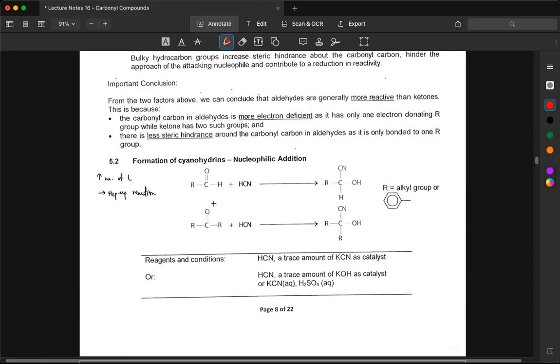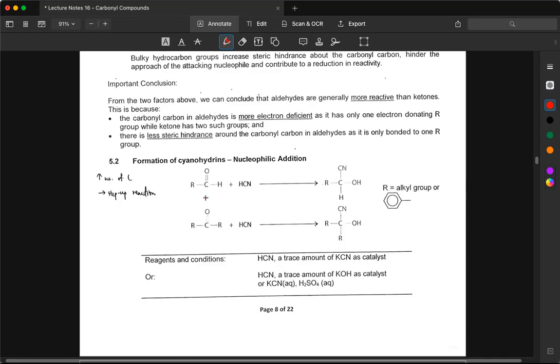So in nucleophilic addition, this is the general overall equation of what happens before we look at the mechanism. Remember we said that this is unsaturated. So this double bond will be broken. The pi bond will be broken to form a sigma bond. So from sp2 hybridized, it will become sp3, from trigonal planar to tetrahedral.